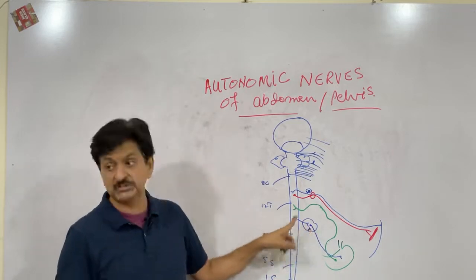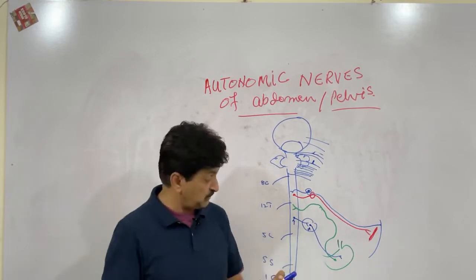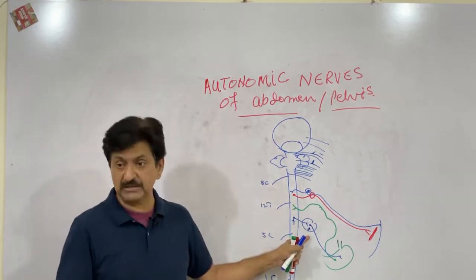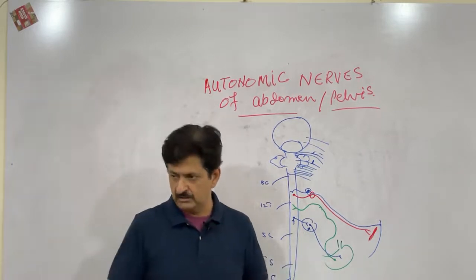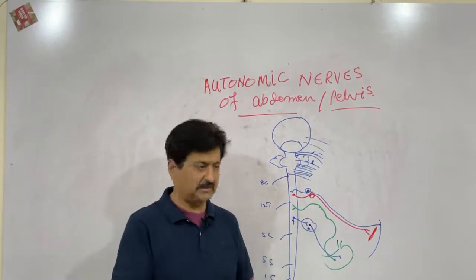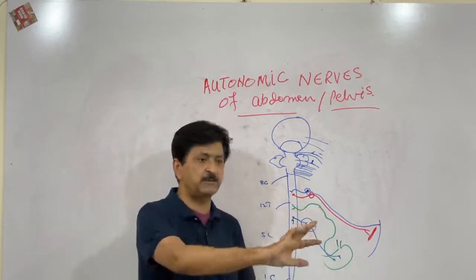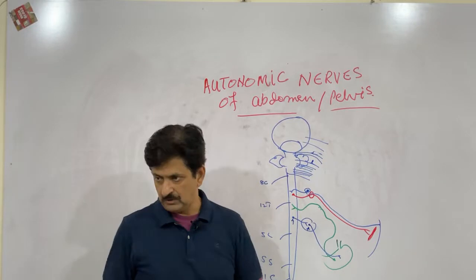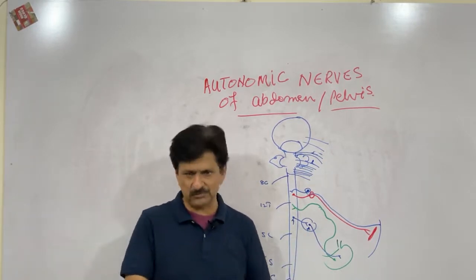Then the neuron whose cell body is lying inside the central nervous system should be called the preganglionic. But the one which starts from the ganglion onward up to the target organ should be called the postganglionic. And in the ganglion, what is happening? Synapse. That's why the preganglionic can be called presynaptic and the postganglionic can be called postsynaptic. But usually we call them preganglionic and postganglionic.